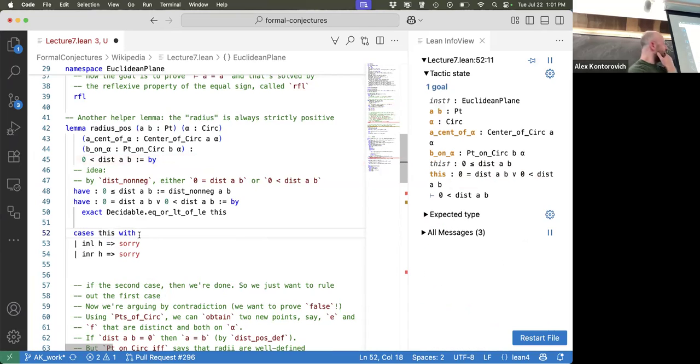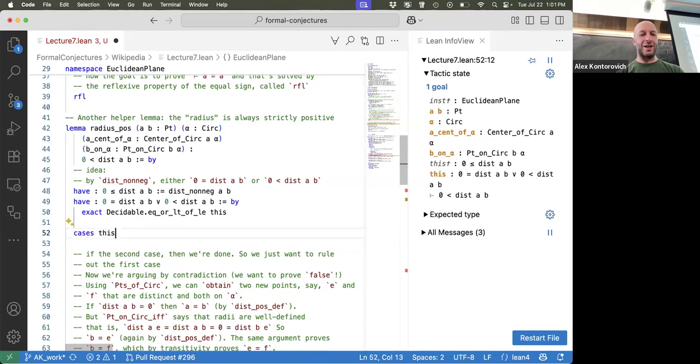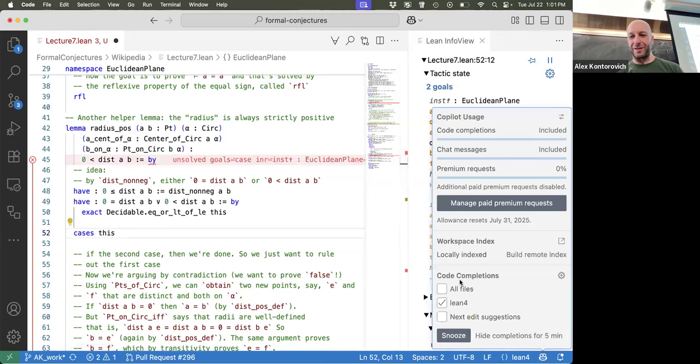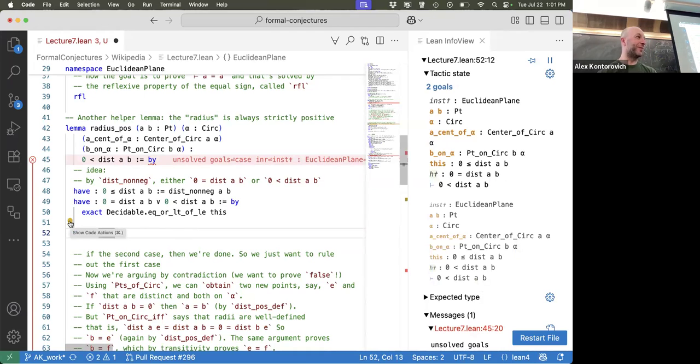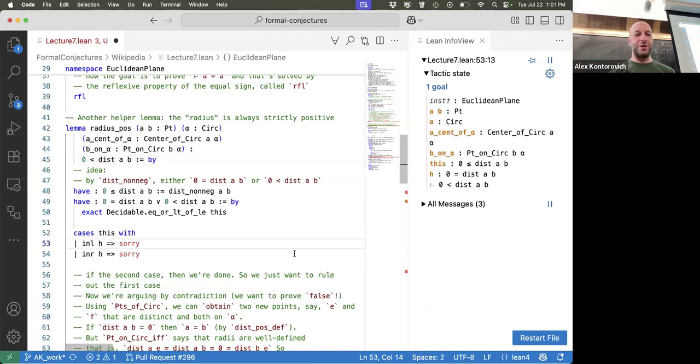Okay. It shouldn't be this complicated. So it is with. It wants a proof for why. It wants a proof for if it's the left side or the right side. I thought it was just cases with HH, but no, it's not letting me. All right, so here's what happens. When you write cases this, let me turn Copilot off. It's not Copilot that I want. It's this little light bulb. If you click on the light bulb, it says generate a pattern match. And now we can see what the two cases are.